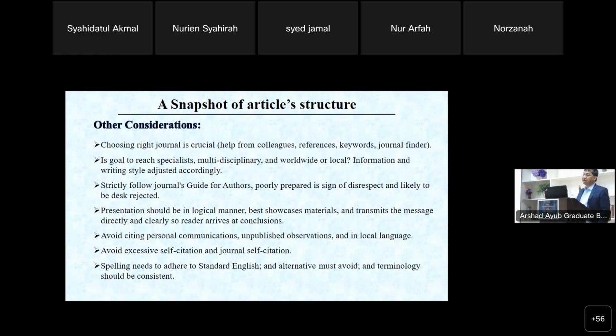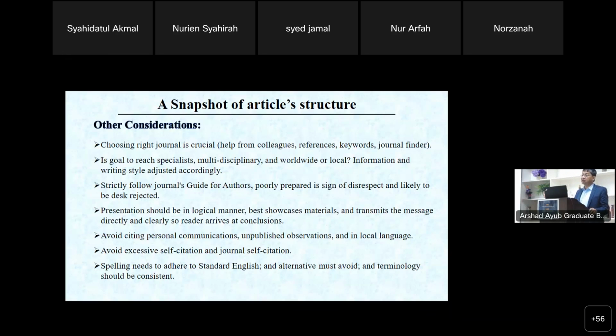Strictly follow the journal's guide for authors. A poorly prepared paper is a sign of disrespect and is likely to be just rejected. Very often, you submit a paper without knowing the journal style. Don't do that. It really annoys the editor a lot. And if you annoy the editor, even for a good paper, this annoyance sticks to the editor. So it makes your life more difficult. Presentation should be in a logical manner, best showcase the materials and transmit the message directly and clearly, so the reader arrives at the conclusion.